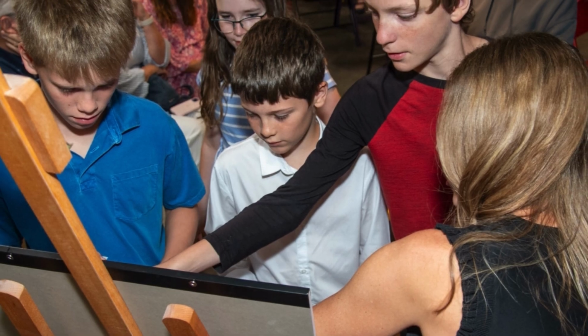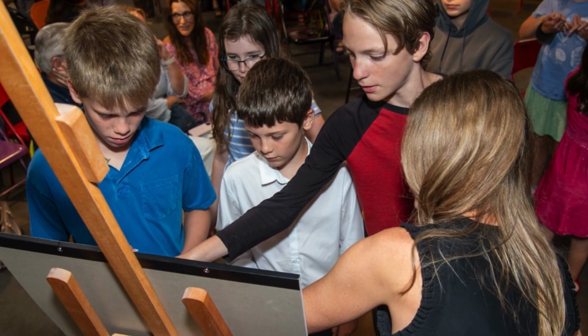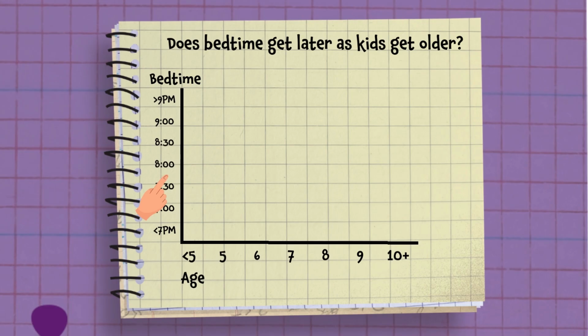Then you have the kids choose their stickers and form a line. One by one, help each put their left index finger on their bedtime and the right one on their age. Then have them move their fingers rightwards and upwards, and where they meet is where they should put their sticker. After everyone does this, you should have a scatter plot that you can use to answer your question.